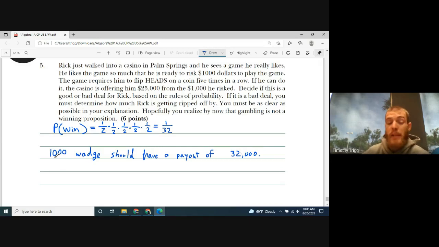Because essentially, imagine he played this game 32 times. Chances are he would win once. That's how many he would expect to win. It's just once. So if he played the game 32 times, it would cost him 32,000. And since he would be expected to win just once, the payout should also be 32,000. I hope that sort of makes sense. Maybe instead of a period here, we should add to that: a $1,000 wager should have a payout of 32,000 in order to be fair.